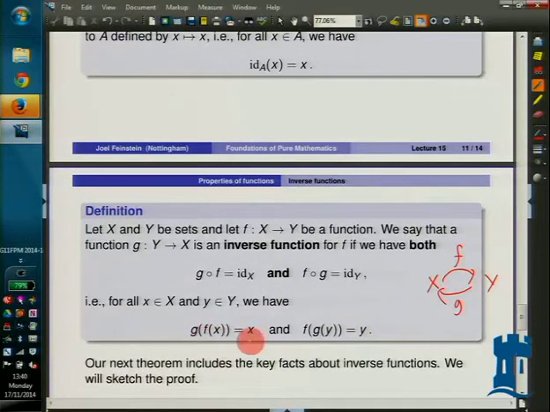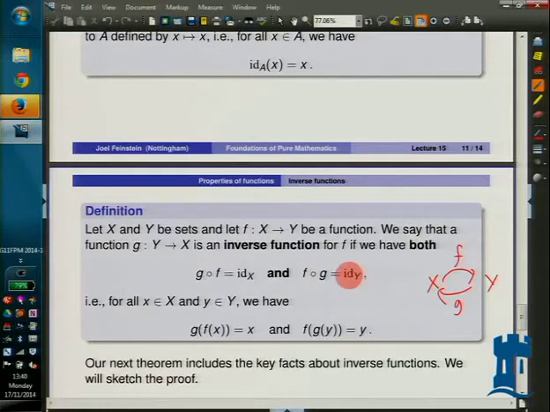Now, if g of f of x is x for all x, and f of g of y is y for all y, then we'll say that g is an inverse function for f. It's going to turn out that if you've got an inverse function, it's unique, and it'll turn out that you have an inverse function if and only if you're a bijection. So that's what we're going to be looking at in a minute. But this thing that says g of f of x is x, that's the same as saying the composite function, g composed with f, is the identity map on x. And f of g of y equals y, what that says is that the composite map, f composed with g, is the identity map on y.